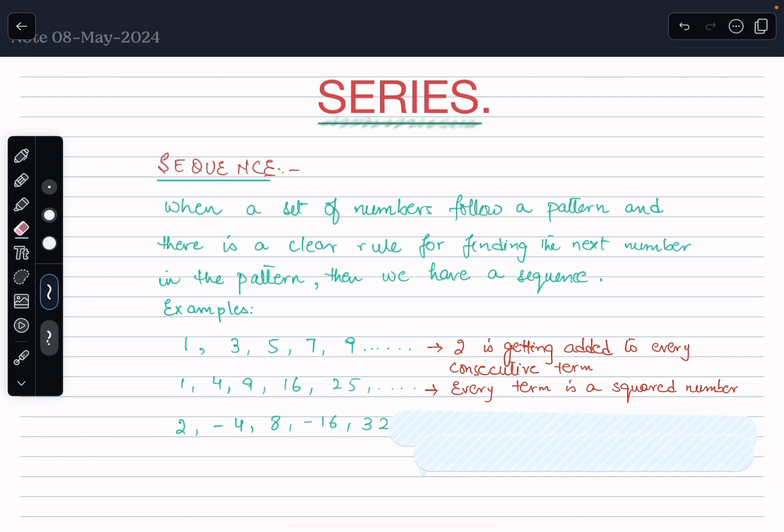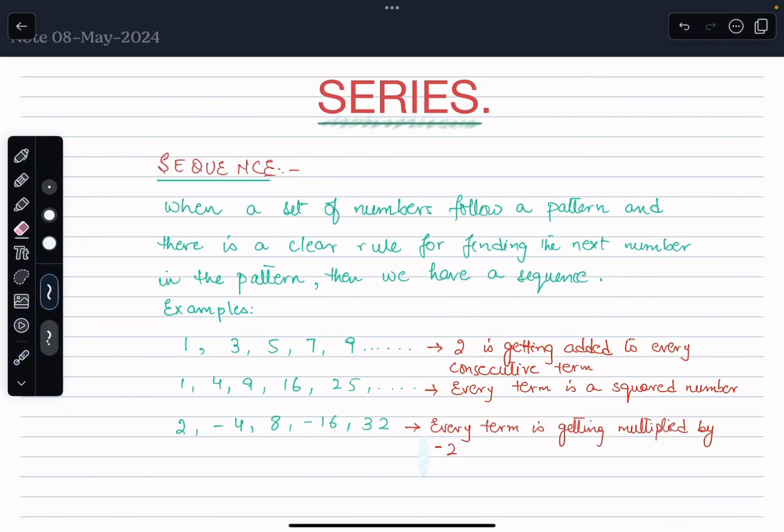For the third one, it's 2, -4, 8, -16, and 32. So let's see what the rule here is. Every term is getting multiplied by -2. 2 into -2 is -4. -4 into -2 is +8. +8 into -2 is -16. -16 into -2 would give me a +32.